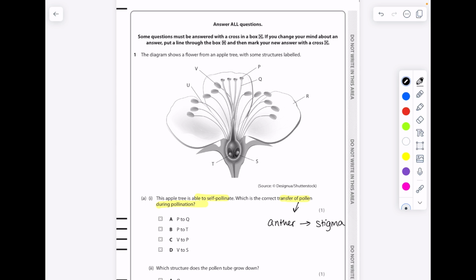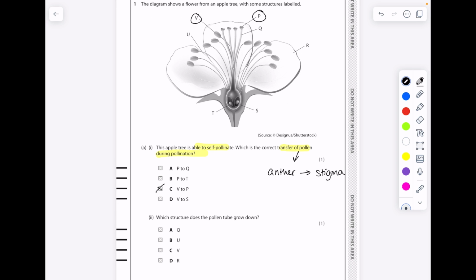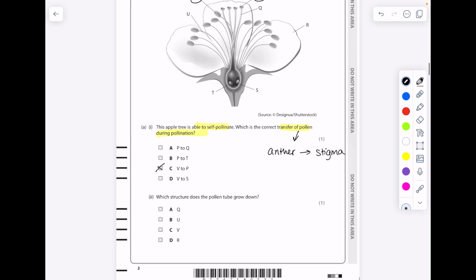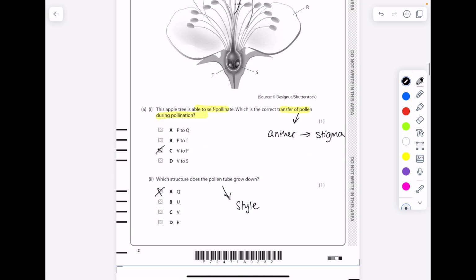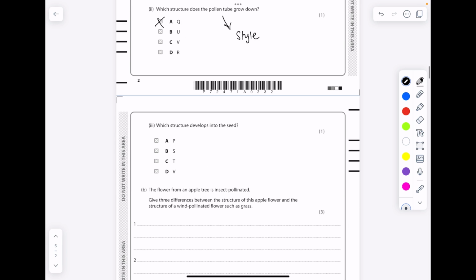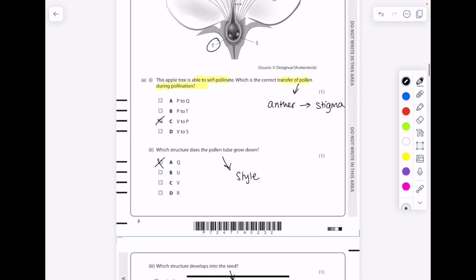So we need to start with an anther here. We need to transfer it to a stigma, so it's V to P, which is C. Which structure does the pollen tube grow down? We're looking for the style, which sits below the stigma, which is Q, A. Which structure develops into the seed? We need to locate the ovule, which is T.